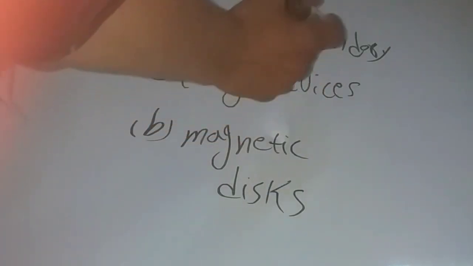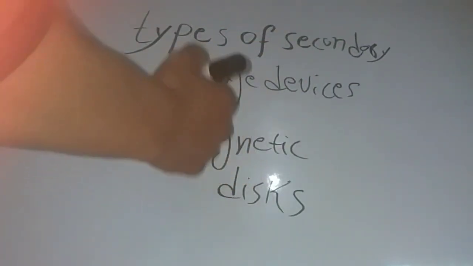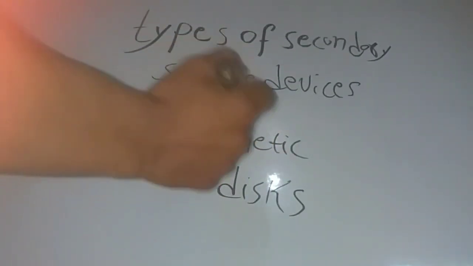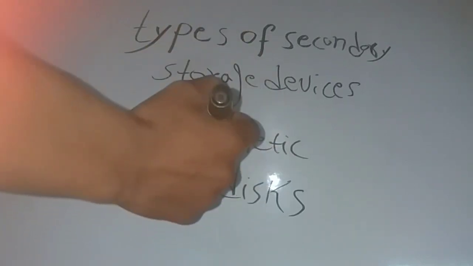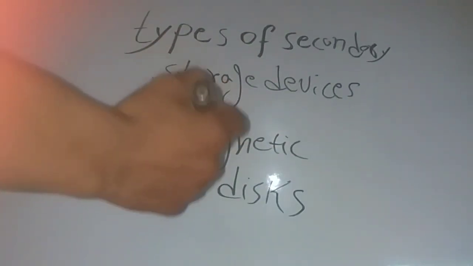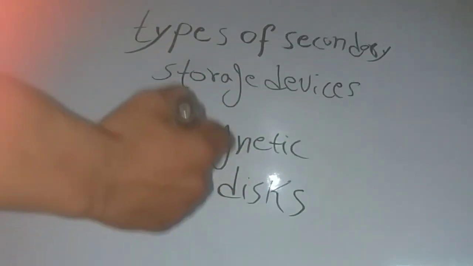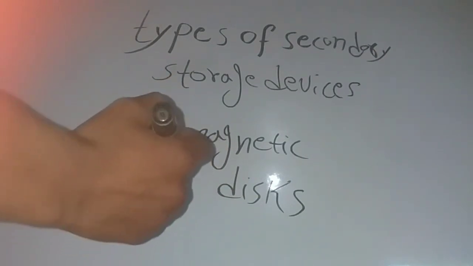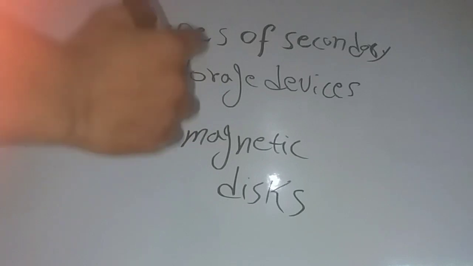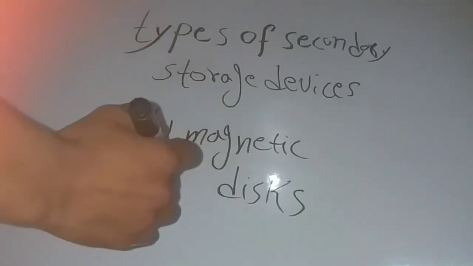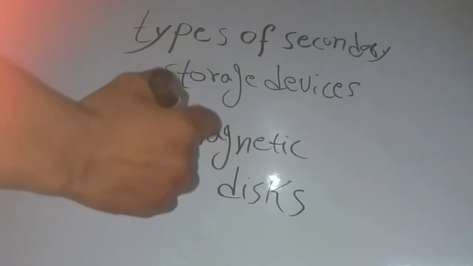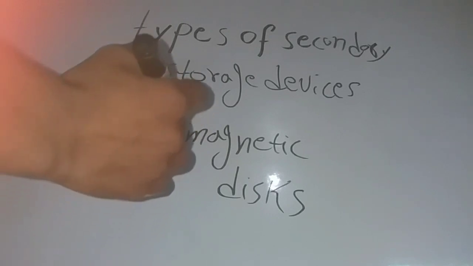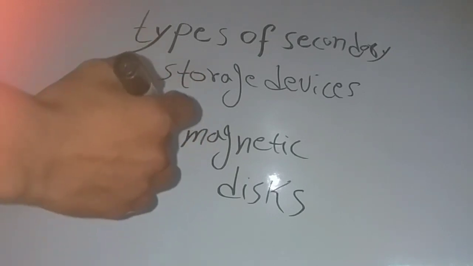Number two, the second type of secondary storage device, magnetic disk. What is a magnetic disk? The most common type of secondary storage device is a magnetic disk. These are made of either flexible plastic material, as in a floppy disk, or metal, as in a hard disk. Magnetic disks are coated with a magnetic substance. Each surface of the disk is divided into concentric rings called tracks.